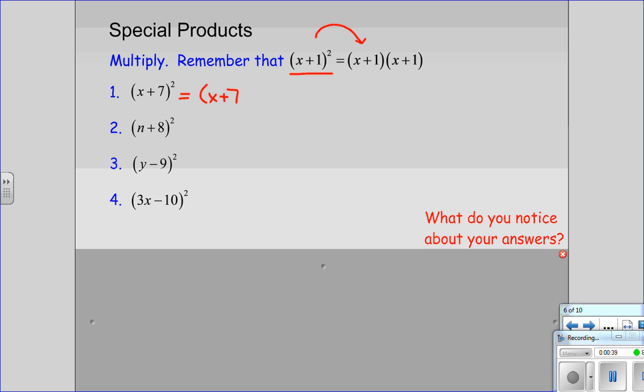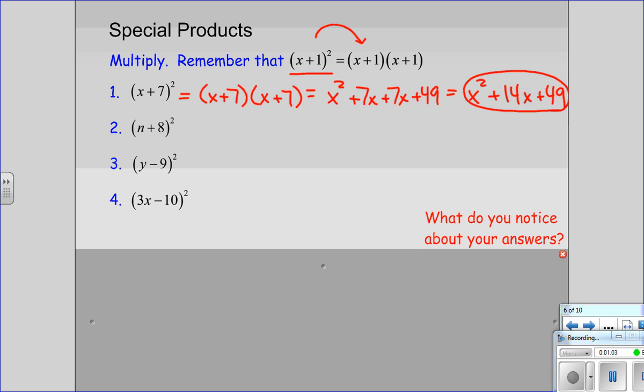X plus 7 squared is the same thing as the binomial multiplied by itself twice, x plus 7 times x plus 7. That product would be x squared plus 7x plus 7x plus 49 when you use FOIL. And then you combine like terms to get x squared plus 14x plus 49. Let's do that 3 more times and be thinking about what you notice about all of these answers.